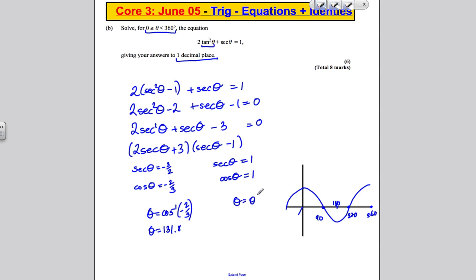Now, let's pick out all our other solutions. From this one, 131.8, let's just mark it in. 131.8 is somewhere here. So we're going to get another identical solution here, which is 41.8 away from the 90. So it's going to be 41.8 back from that 270.